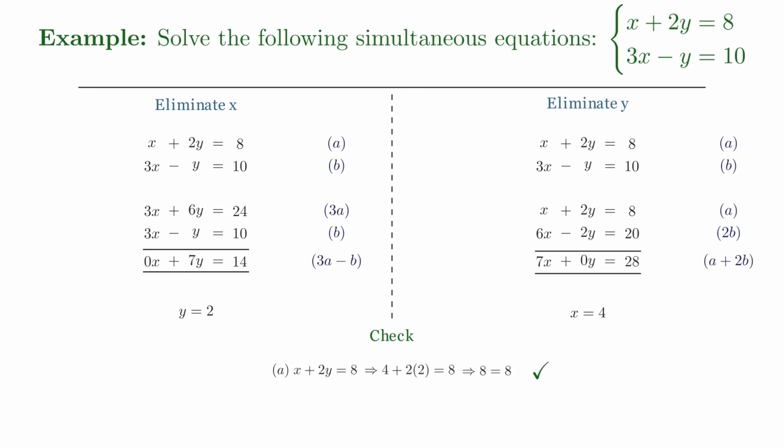Then checking in equation B, so 3x minus y equals 10. Substituting in the values, this gives me 3 times 4 minus 2 equals 10, which is the same as 10 equals 10. So this equation is also satisfied. Therefore, the solutions are x equals 4 and y equals 2.